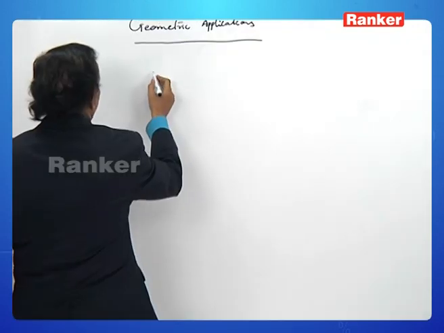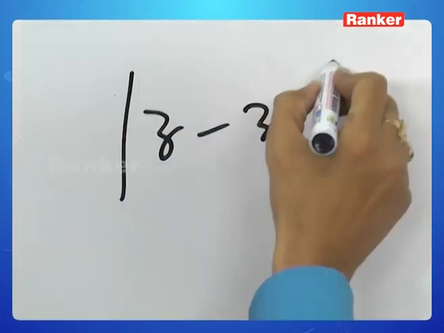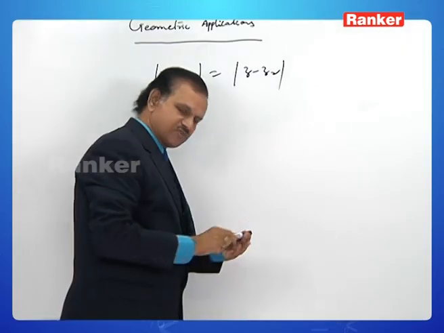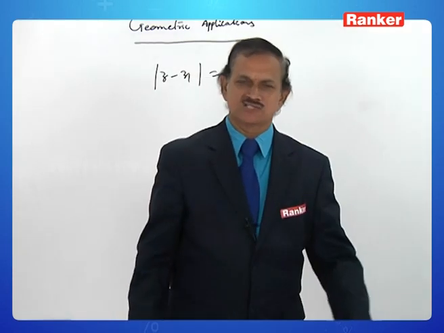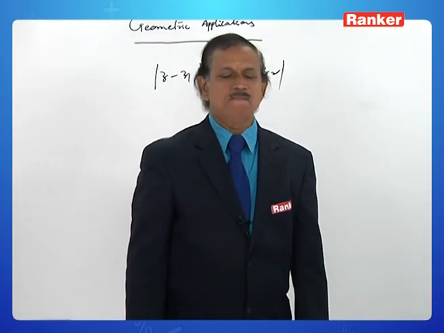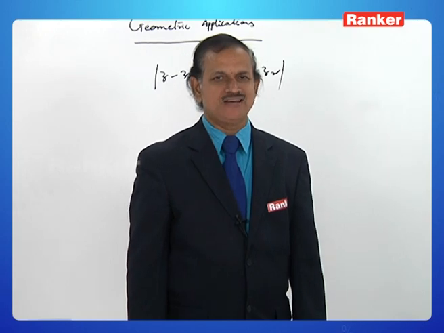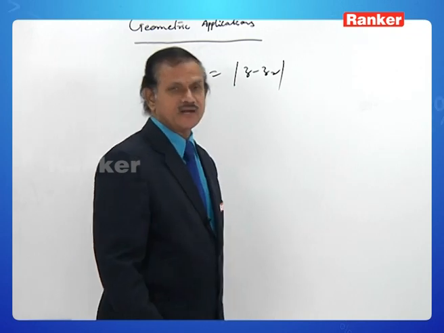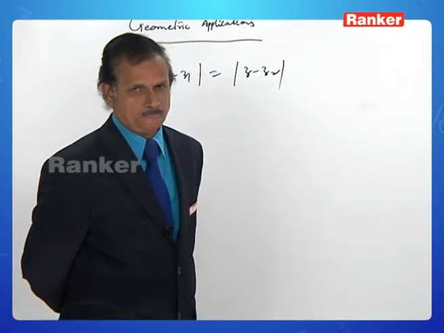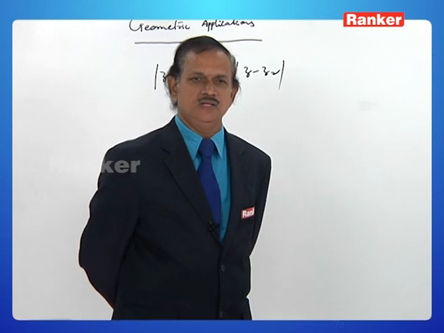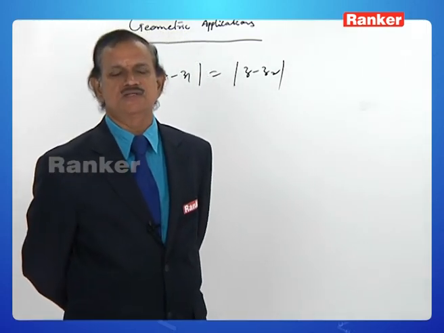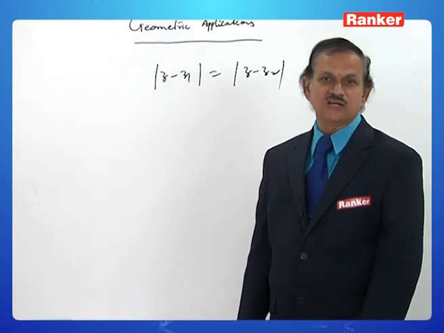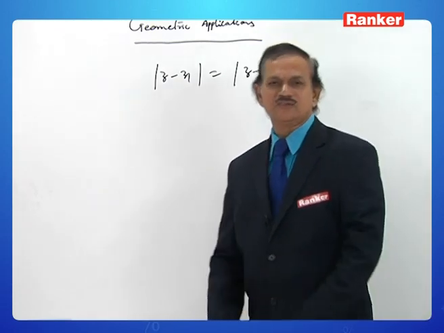Next one. Modulus of Z minus Z1 is equal to modulus of Z minus Z2. What is the locus of Z? I'm not giving you any numbers. I just give you Z1 and Z2, general complex numbers. Z1 and Z2 are any given complex numbers. Z is the arbitrary complex number. If mod Z minus Z1 is equal to mod Z minus Z2 is given in the data, how can you trace that result? What is the locus of Z?